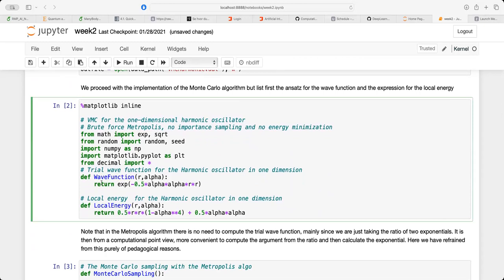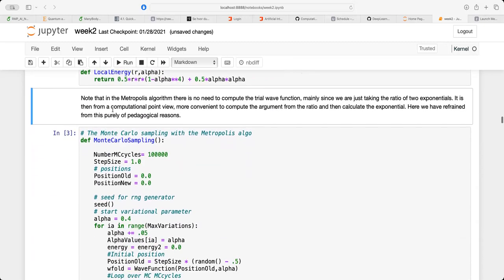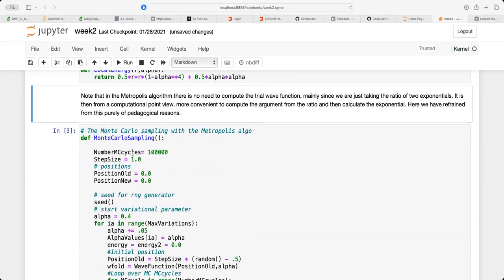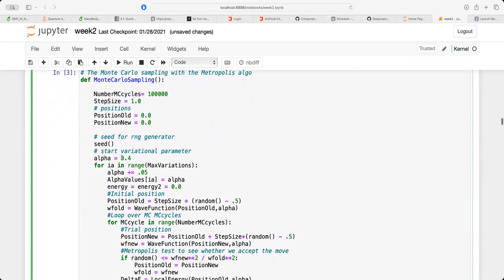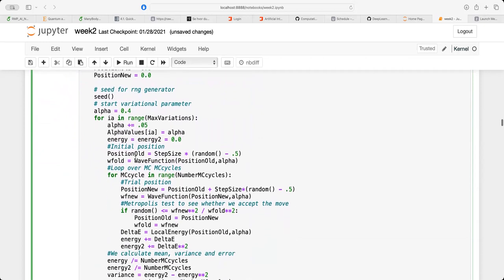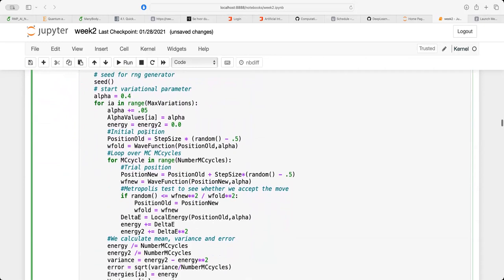And now I'm setting up the analytical expression for the wave function and the analytical expression for the local energy. And then I perform my Monte Carlo calculations. I am doing 100,000 Monte Carlo cycles. I have a step size, all positions. I run over a series of these parameters. I know that at 1, I have the exact result. And then I'm performing the Metropolis test here, which we will discuss a little bit more in detail today.